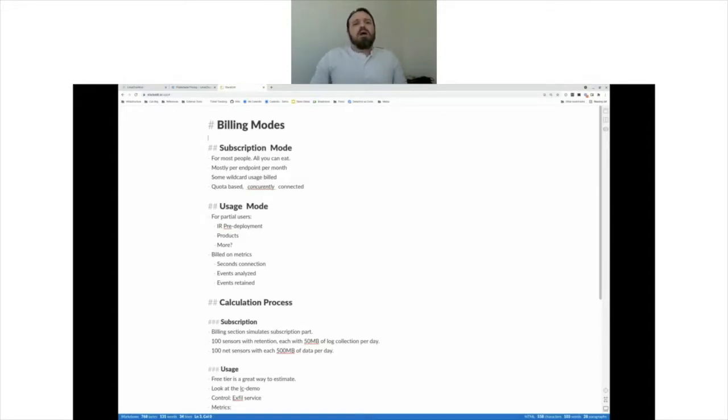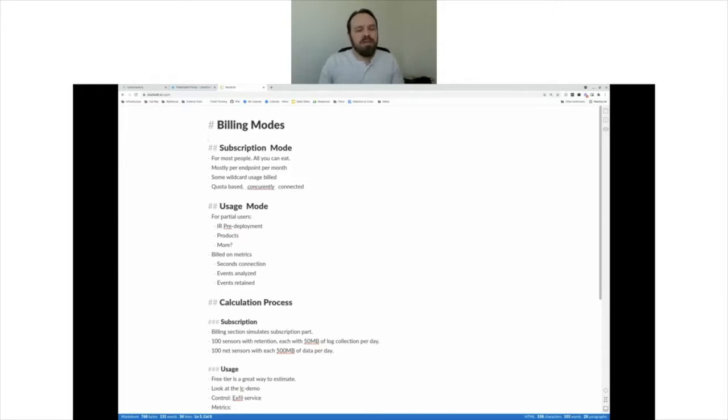So the two billing modes. We've got two. One of them is a subscription mode, which is the old mode, the classic one. It's what will look most familiar to you. It's pretty straightforward. And then we have the usage mode. So let's start with the subscription mode. Most people will want that mode. I'll just start with that one.